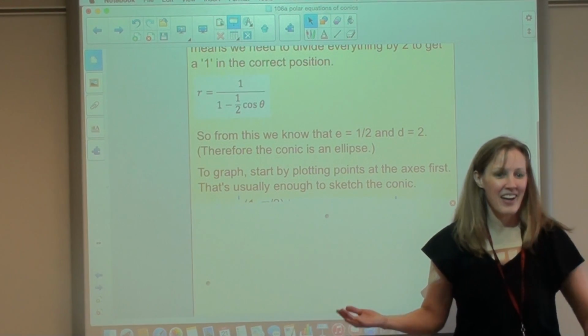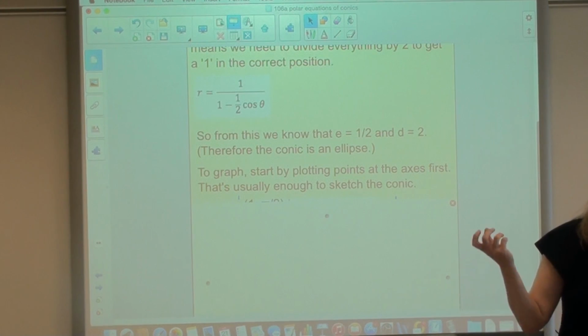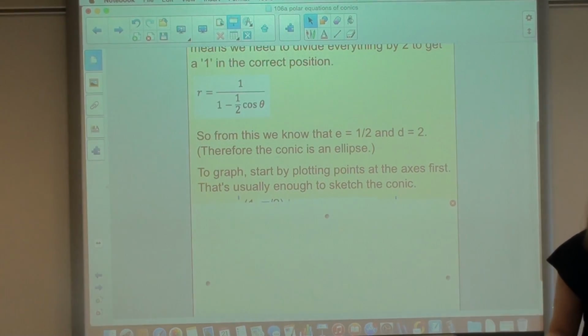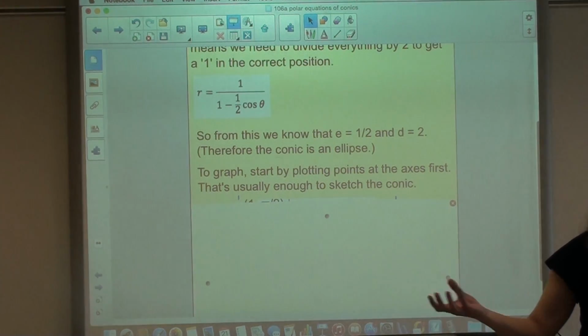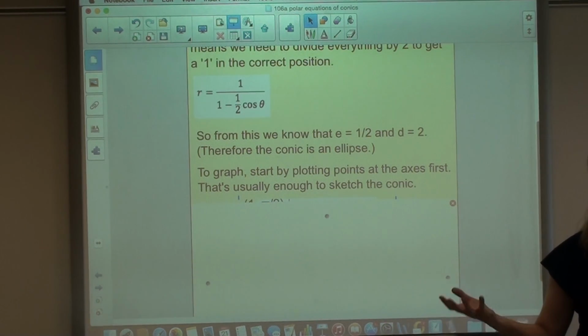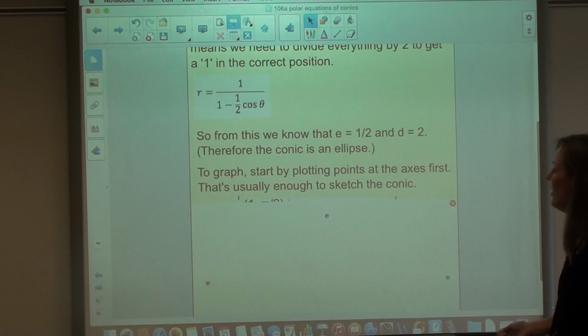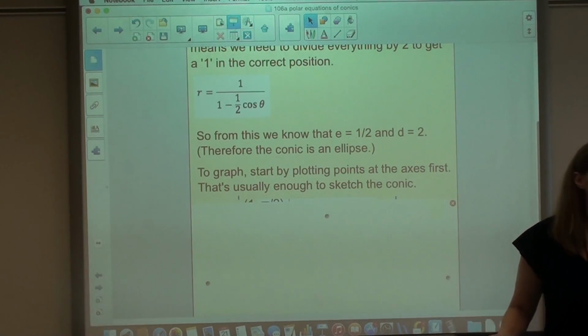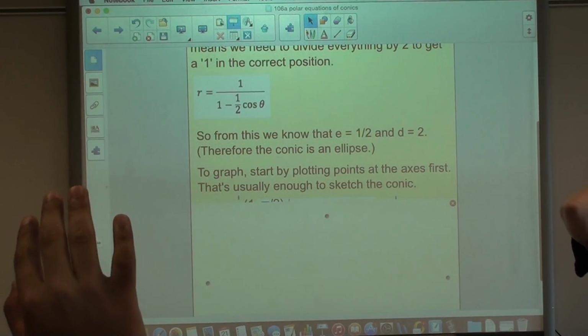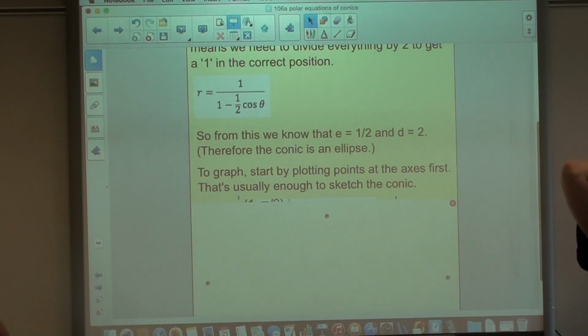Okay, E and D are always positive values. E is a ratio of two distances, D is a distance. They're always positive values. Could it also be negative 1/2, because it's 1 plus E? No, E is always positive. E is a positive value. The plus or minus just determines location, but it doesn't change the value of E.